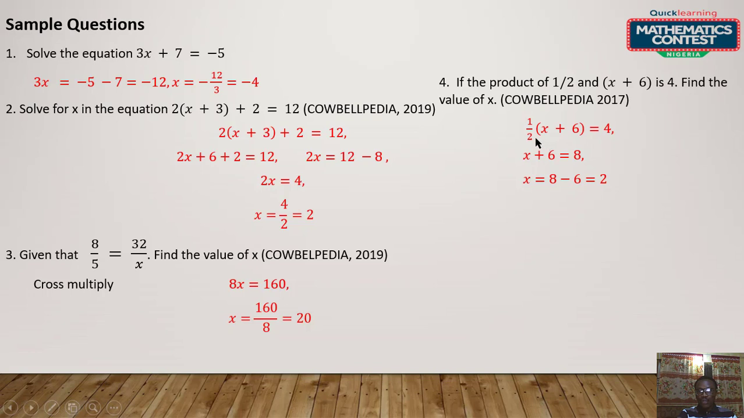So what we're going to do, we're going to clear this fraction. This 2 multiplied by this 4 to give 8. So what we'll have is x plus 6 equals 8. So x will be equals to 8 minus 6. Then you just take this like terms, bring this here, becomes 2. So the value of x is 2.